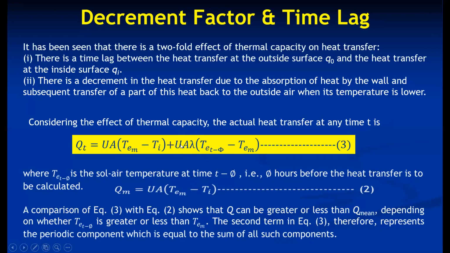If the value decreases, this factor decreases. So this lambda value is also taken into account, that is the decrement in heat transfer. The time lag is also taken into account, because here we are considering the deferred time, not the live, instantaneous time. So both effects are considered in this equation, especially in the second term. This particular term takes into account the time lag, and lambda, which is called the decrement factor, takes into account the decrement in heat transfer.